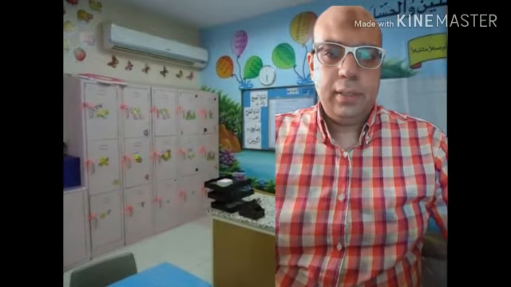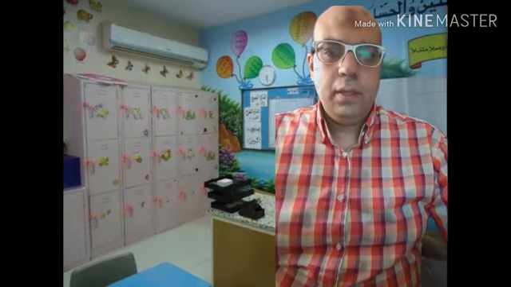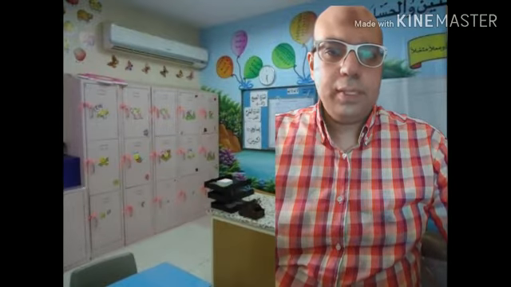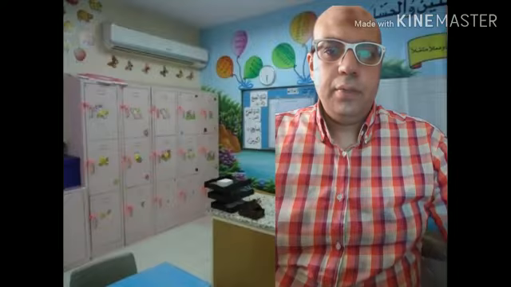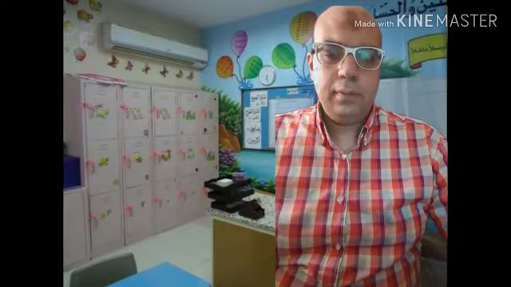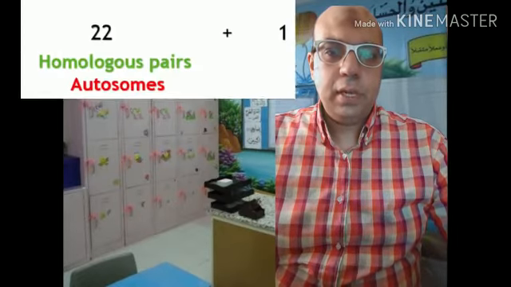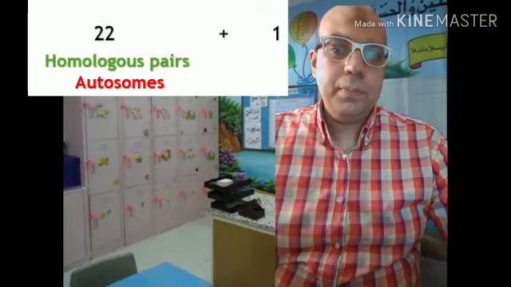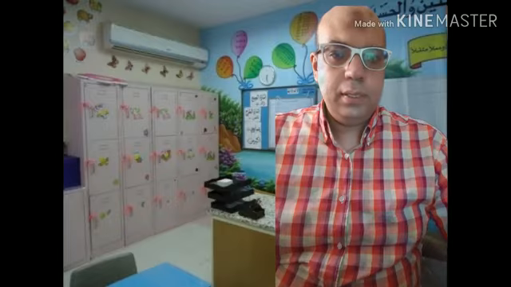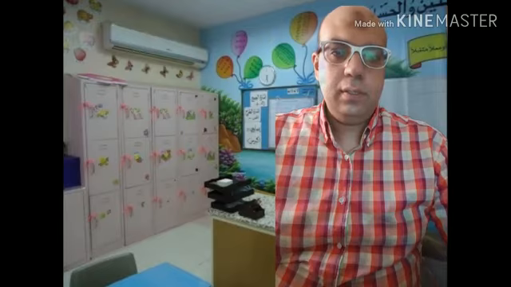Sex-linked traits. It means the traits that are found on the sex chromosomes. The human chromosomes are 46. There are 23 pairs. These 23 pairs are 22 pairs plus 1 pair. The first 22 pairs are called autosomes. They are homologous pairs. Plus 1 pair which determines the sex of the fetus.